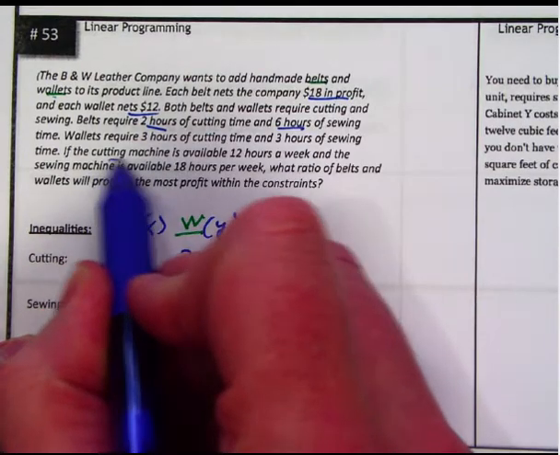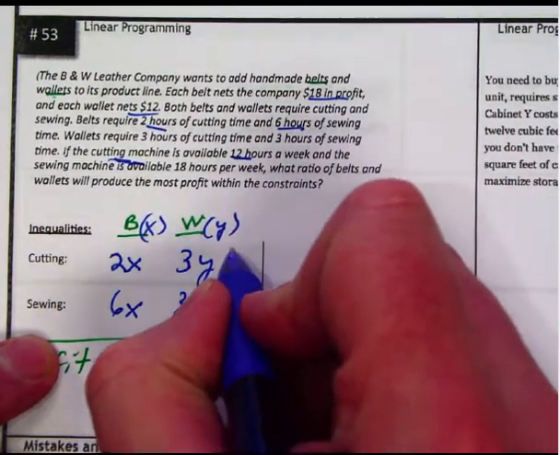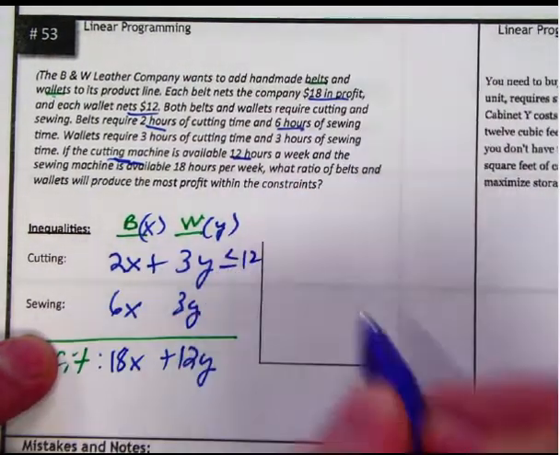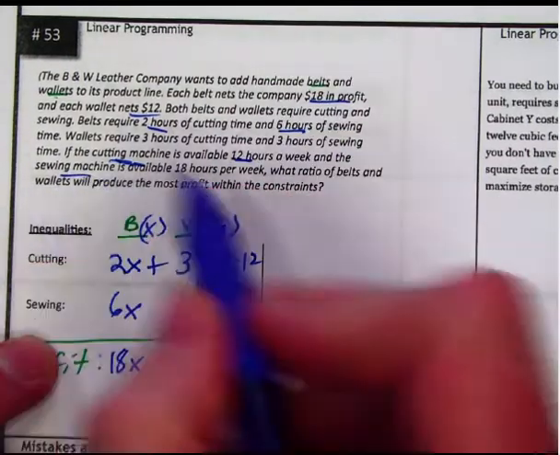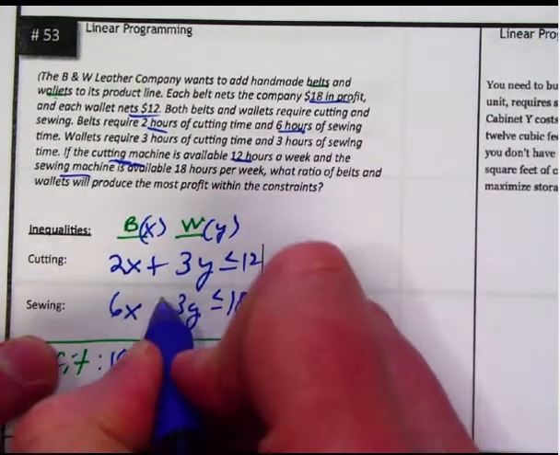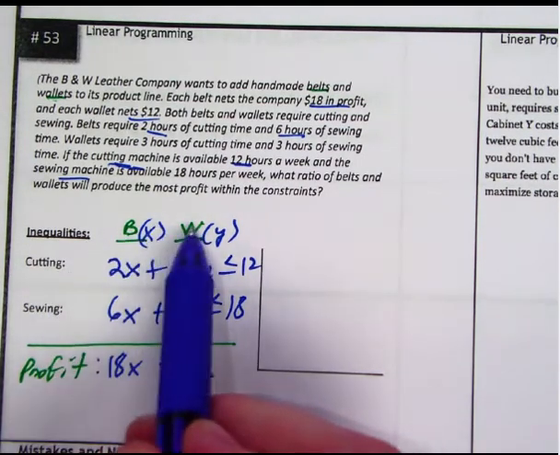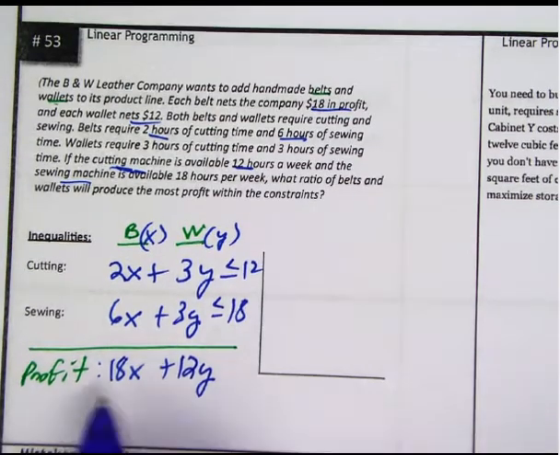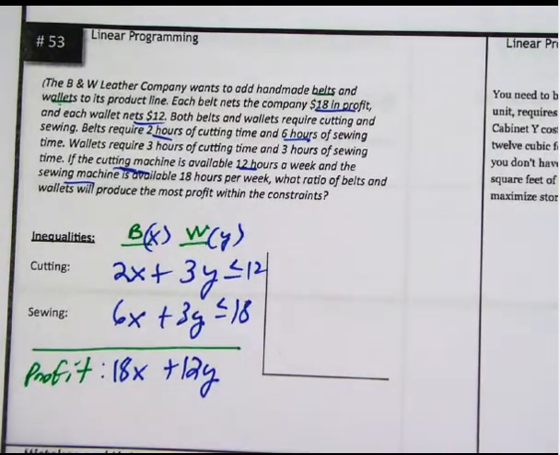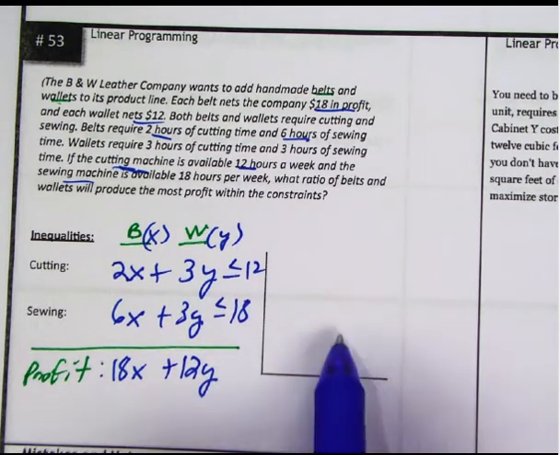Then it says cutting machines are only available 12 hours a day, so add these together, they have to be less than or equal to 12. Add these together for sewing, it has to be less than or equal to 18, and that's the usual setup. So now we've listed our resources going down the side, what we're buying or building goes across the top, what we're restricted by here, and the profit at the bottom. That's typically how they look, and then we go and put them on a piece of graph paper.